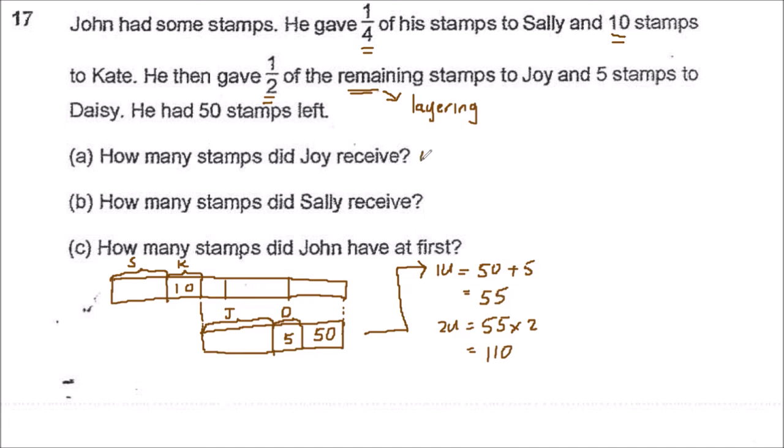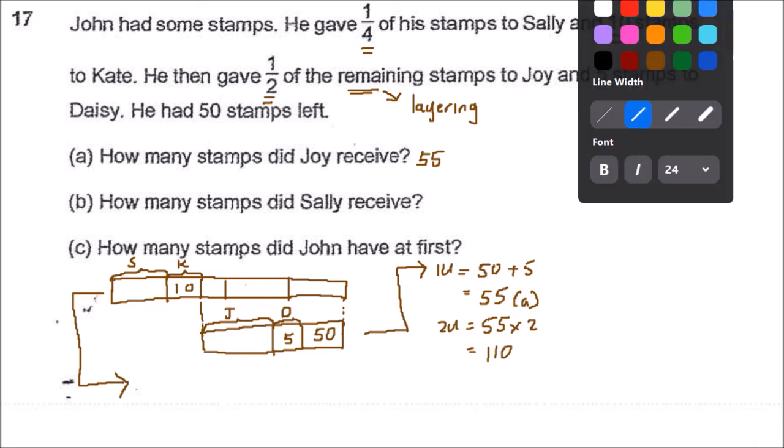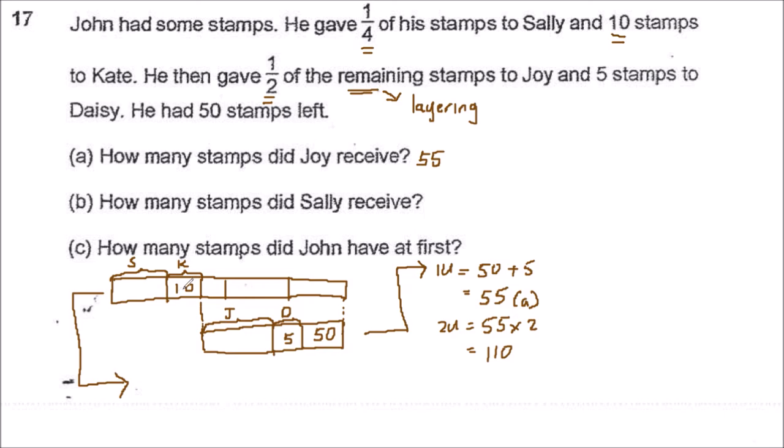So for Joy, it will be just 1 unit. This is the part 1 answer, so this is 55. Please take note. So how about Sally? For Sally, we are looking for this unit. So now we have to move up to the second layer. Maybe I change another color. Can you see that for this second layer, I have to look at these 3 units, this 1, 2, and 3. From down here, this second layer has a total of 110.